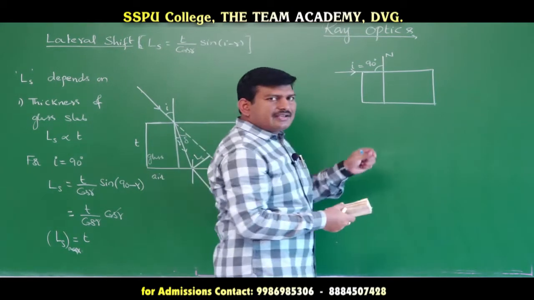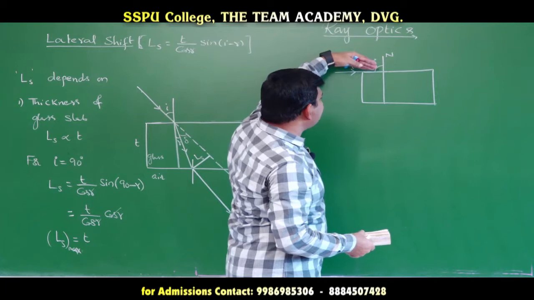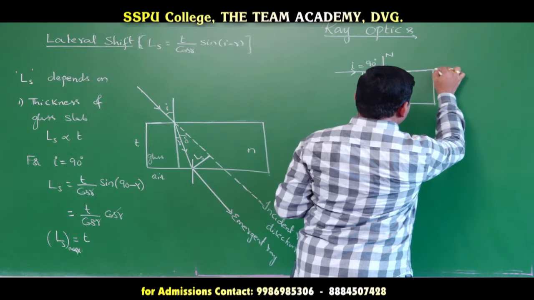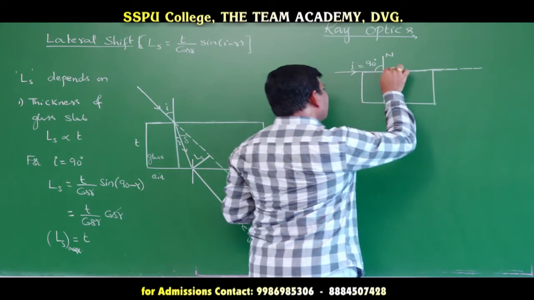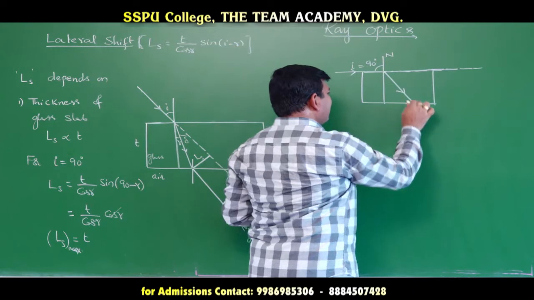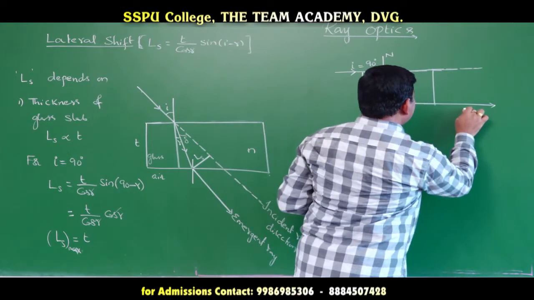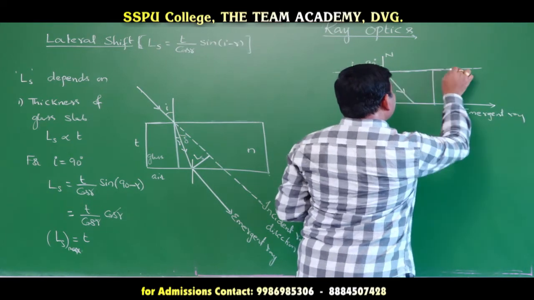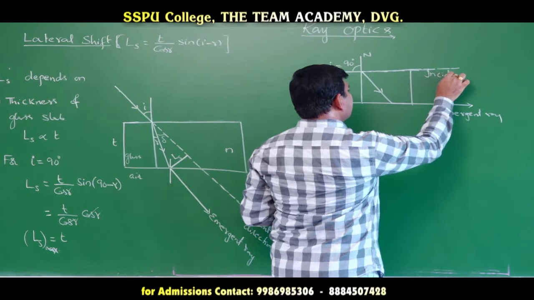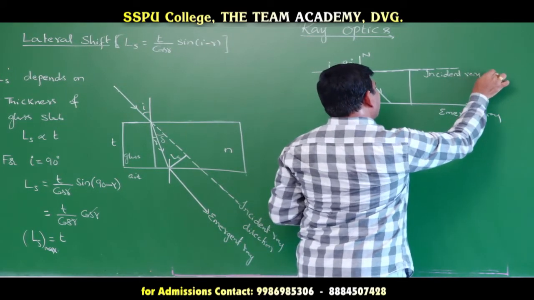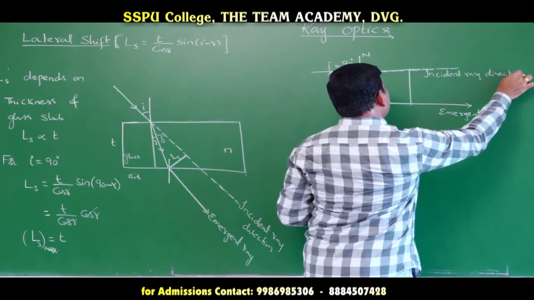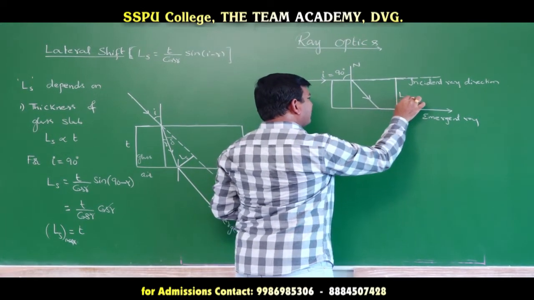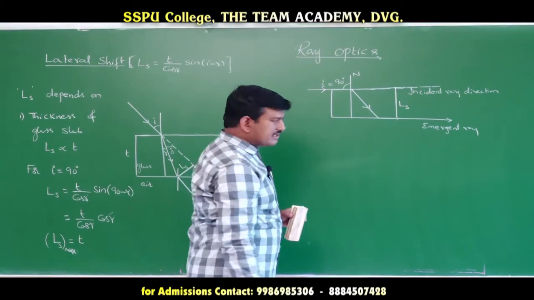If it is not exactly 90, but almost equal to 90 and less than 90 degrees, then what happens? This is the incident ray direction. Now the refracted ray comes like this and then emerges like this. This is the emergent ray. Between the incident ray and the emergent ray, this is the perpendicular distance, and that perpendicular distance is said to be the lateral shift by definition.